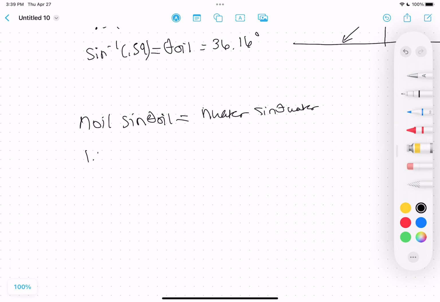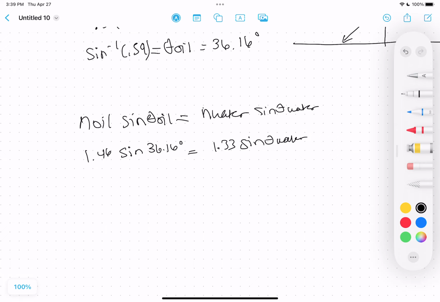N oil we said was 1.46, right? And then sine of 36.16 degrees, which is our incident angle now. And then N water is 1.33, and we're just solving for sine theta of water, which is what we're trying to figure out.